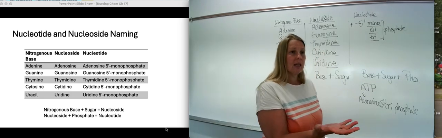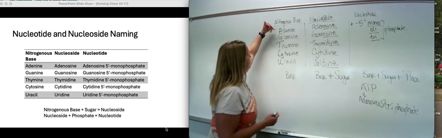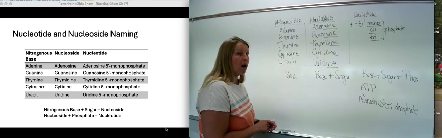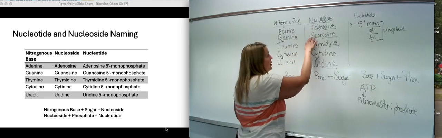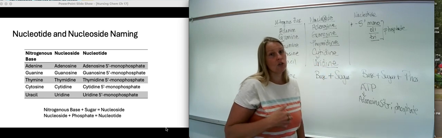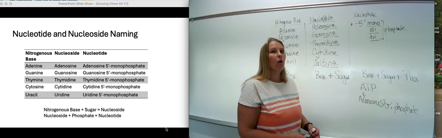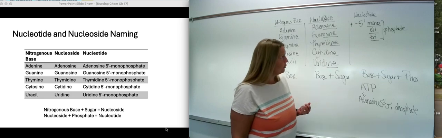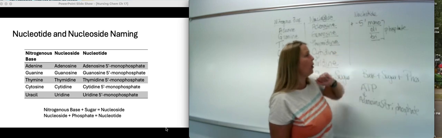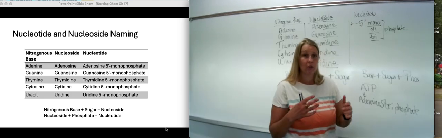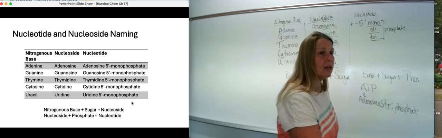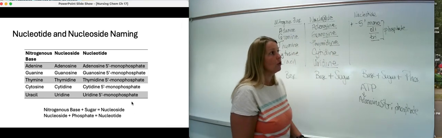Okay, so you can see in the slides there we have the names of the nitrogenous bases: adenine, guanine, thymine, cytosine, uracil. Then we modify them: adenosine, guanosine, thymidine, cytidine, uridine, to give us the nucleoside. And then when we add the phosphates for the nucleotide, we add the word of the nucleoside plus 5' diphosphate, monophosphate, triphosphate, depending on how many we have in there. So that's how we can look at naming these nucleosides and the nucleotides.